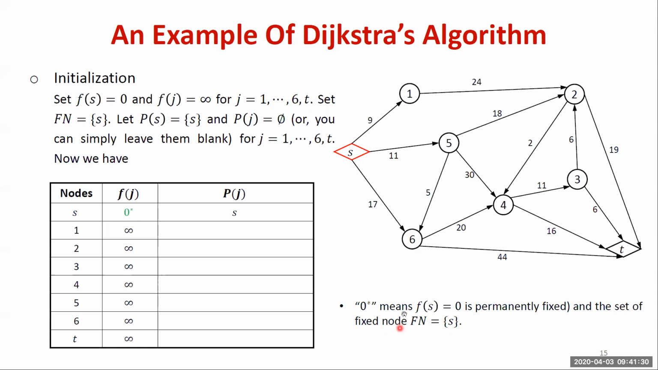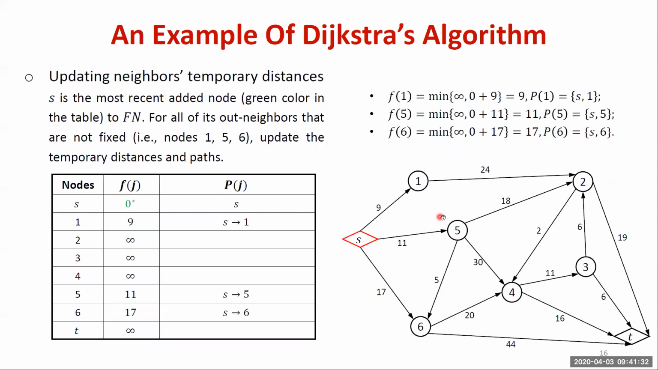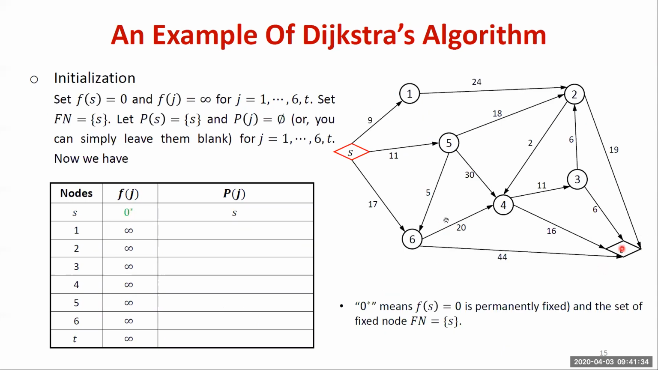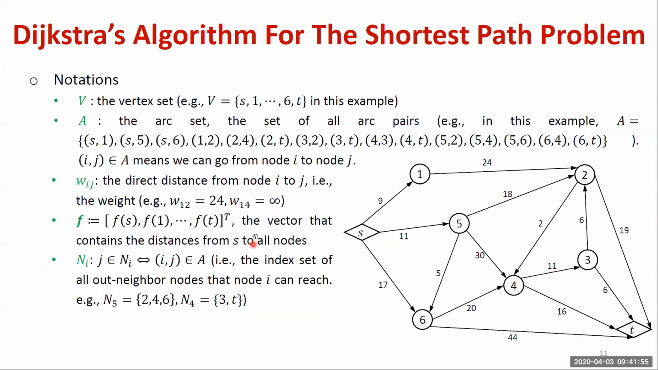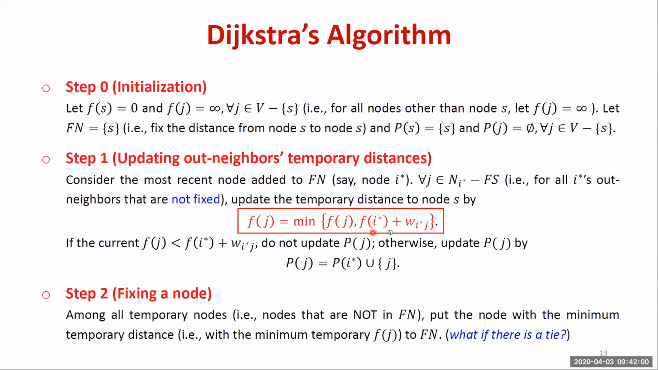This is initialization, and you're gonna do step number 1 because here clearly t is not inside. Step number 1 is updating neighbors' temporary distance. Node number 0, S, is your most recent added or most recent fixed node. So you're gonna update its out neighbors' distances, which are nodes 1, 5, and 6, using this recursive formula.